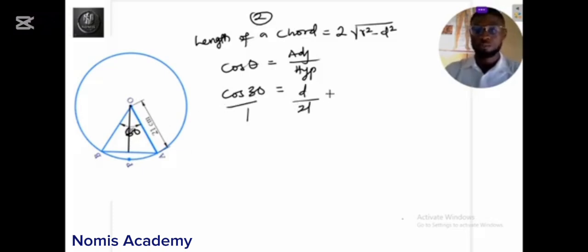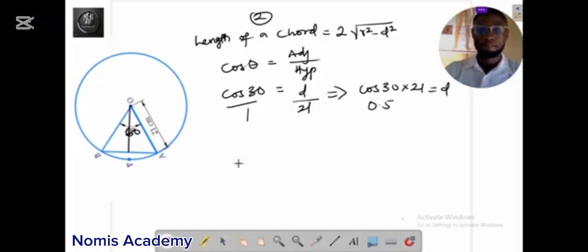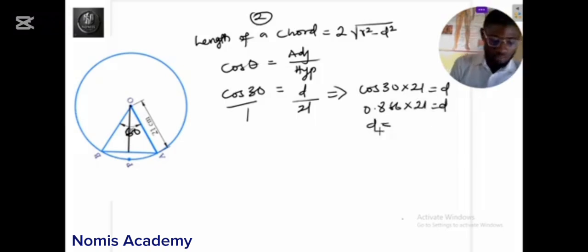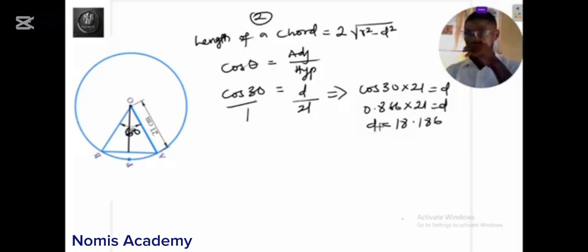So when we cross multiply, we have cos 30 multiplied by 21 equal to D. Now we know cos 30 to be 0.866, multiplied by 21 equals D. So D equals 18.186. Now we've gotten the value of D.